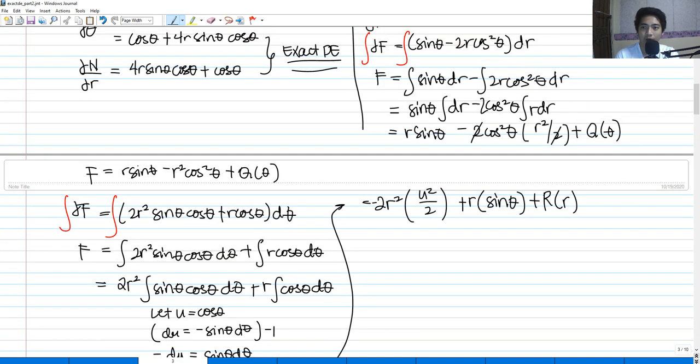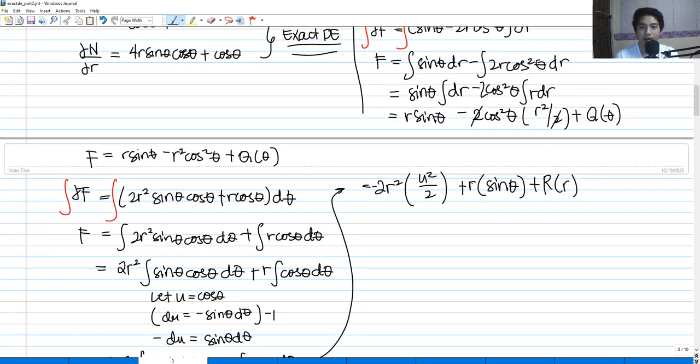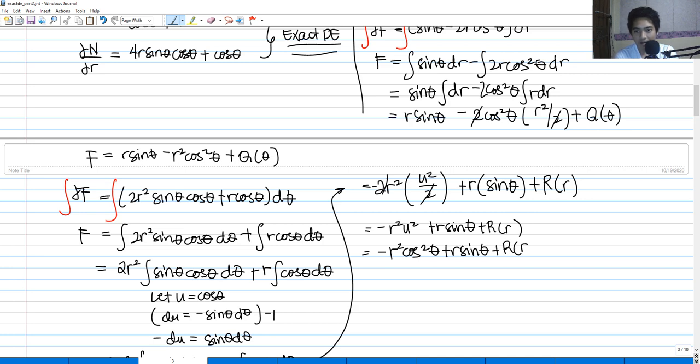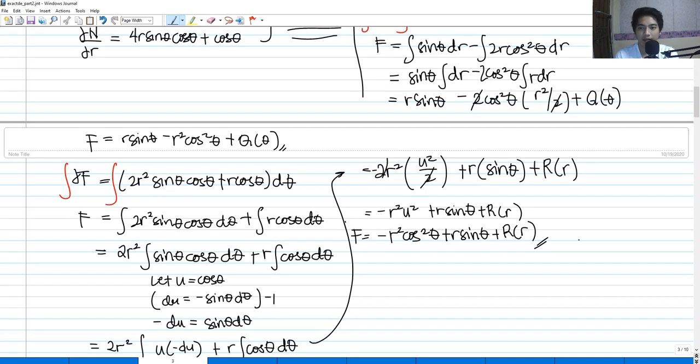Because our variable is r, any constant in terms of r is included. So negative 2 divided by 2 would be negative r squared u squared plus r sine theta plus R of r. Since u is equal to cosine theta, we have negative r squared cosine squared theta plus r sine theta plus R of r. Now we are going to equate this f and our first f to get the value of q of theta and R of r.